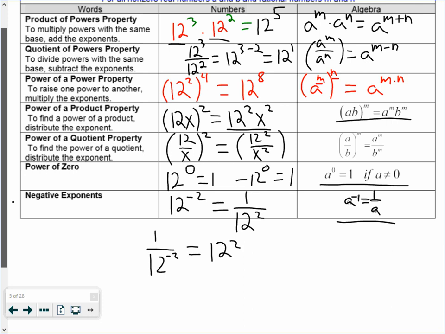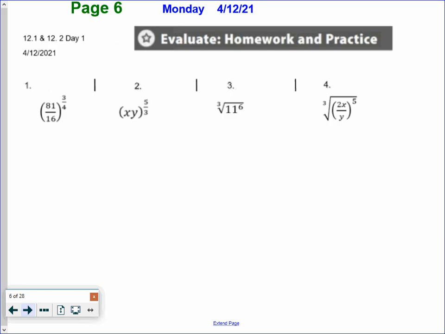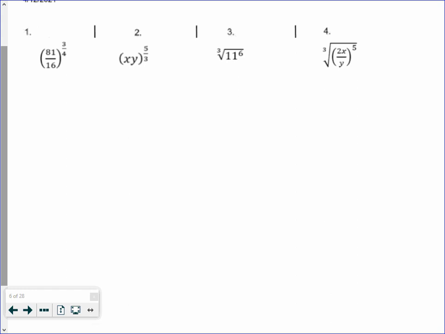So that's it for the notes. But I do want to go over the first 2 problems of the homework to give you a little better reference of how we solve these problems. These problems are very similar to the ones we did earlier. We want to change these problems from rational exponents to radical expressions, and radical expressions to rational exponents.